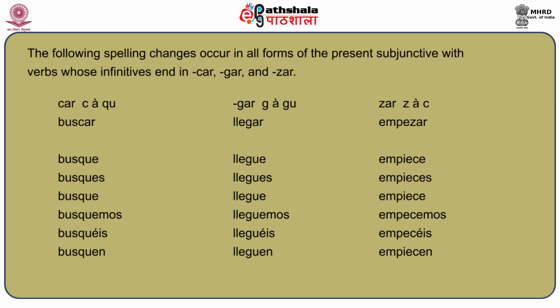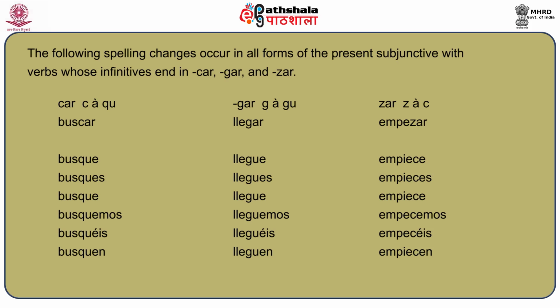These changes occur only in stem changing IR verbs. The following spelling changes occur in all forms of the present subjunctive with verbs whose infinitives end in CAR, GAR and ZAR. For the CAR endings, in the example buscar, the C changes to QU in the subjunctive conjugation. Hence the conjugations are busque, busques, busque, busquemos, busquéis, busquen.